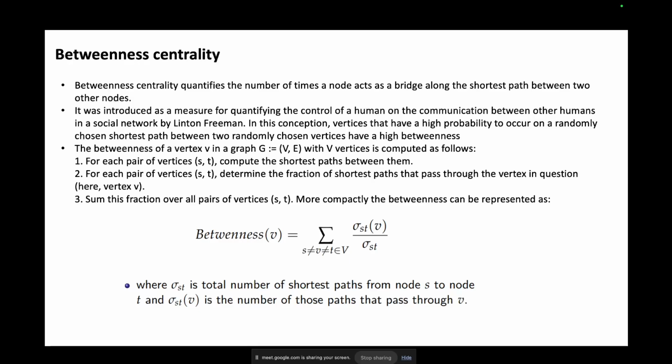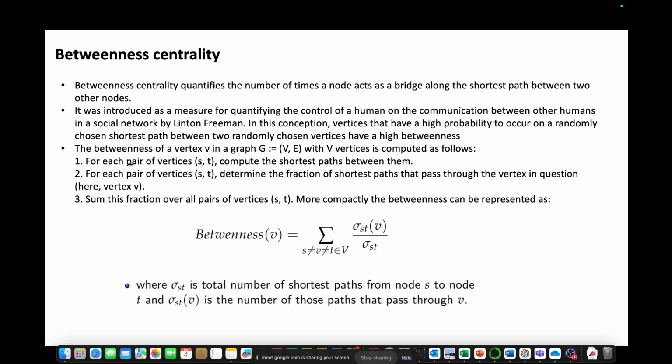So yeah, coming back, betweenness of a vertex in a graph with v vertices is computed as follows. The idea is intuitively how many times a particular node is coming in between the shortest distance between two other nodes. That is the idea. Now how is it computed? For each pair of vertices S and T, you compute the shortest path between them.